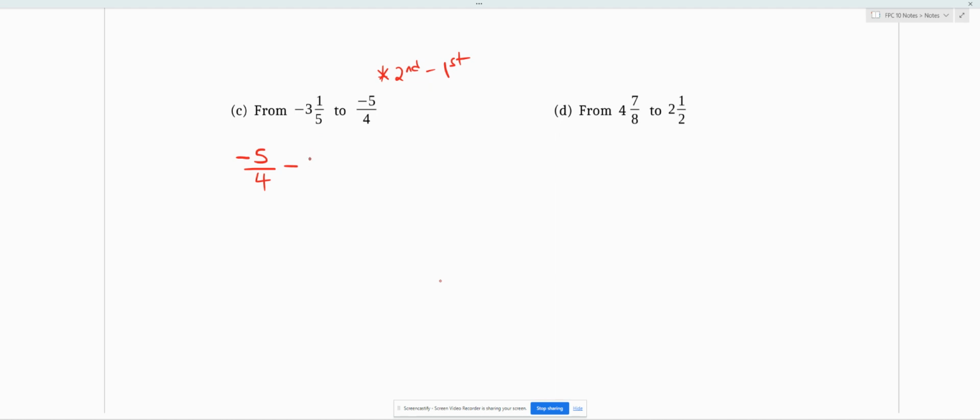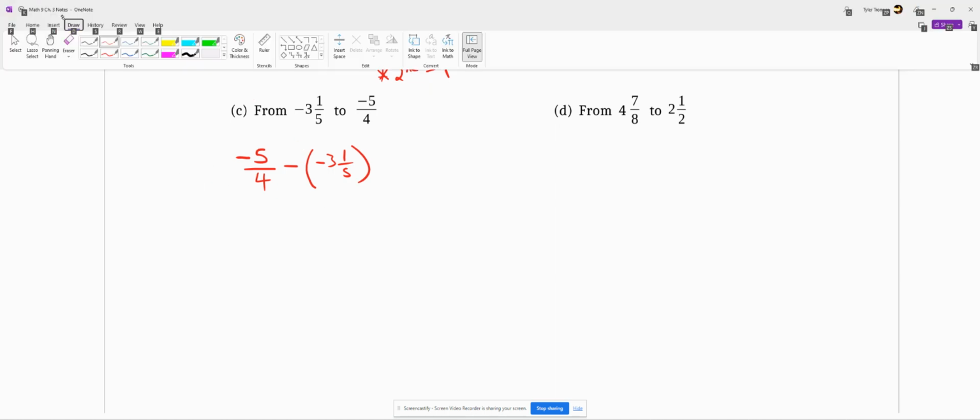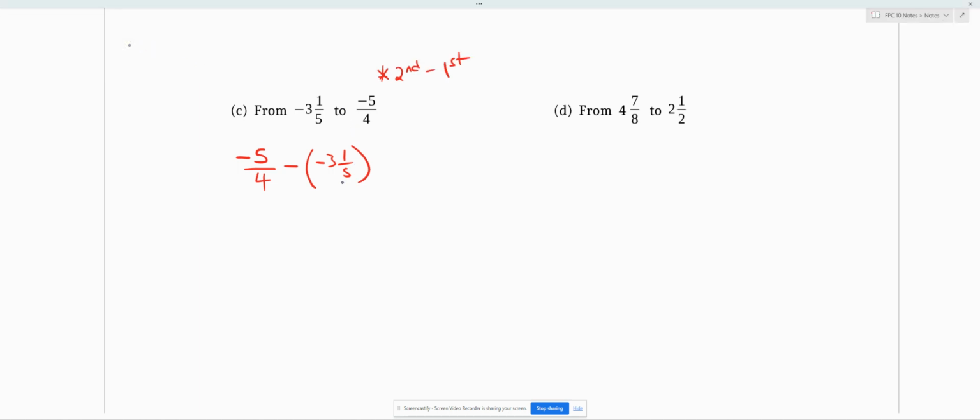This time we're subtracting a negative, so careful here. We're subtracting negative 3 and 1/5. Okay, so to do this, let's convert. First, I'm going to convert this mixed fraction. That's our first step here. So 5 times the 3 is 15 plus the 1 is 16. So I'm going to get a new fraction of negative 16 over 5.